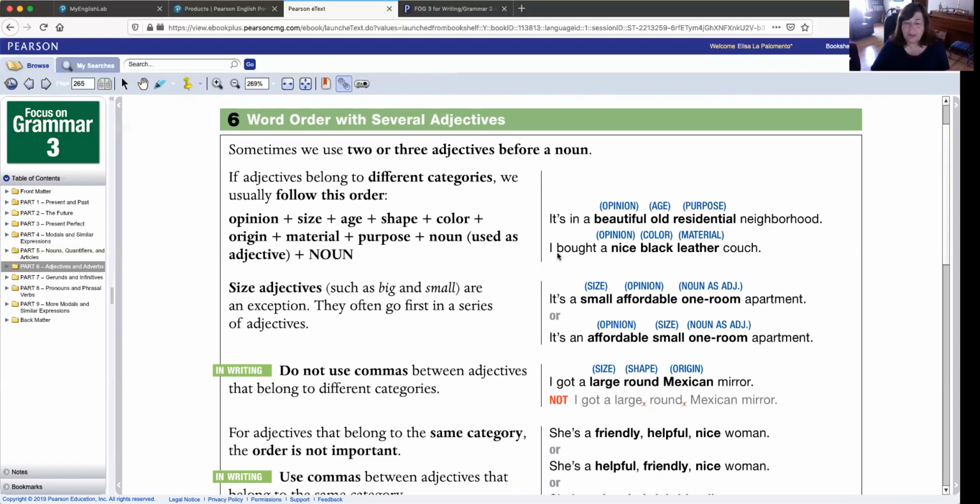Here's another one. I bought a nice black leather couch. Nice is an opinion, because some people might say, oh, I don't think that's nice. Here's the color, black, and the material that it's made of, leather. And again, if you went back to here, you would see that nice is an opinion. There's no size, no age, no shape, but there is a color, that's next, black. There's no origin, but there's a material, which is leather. Okay, so it follows this.